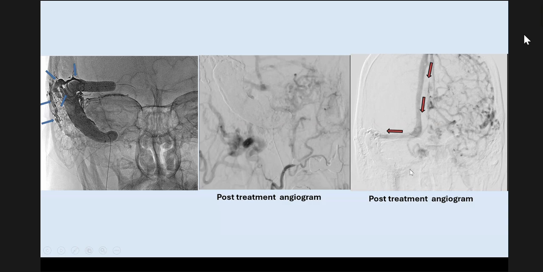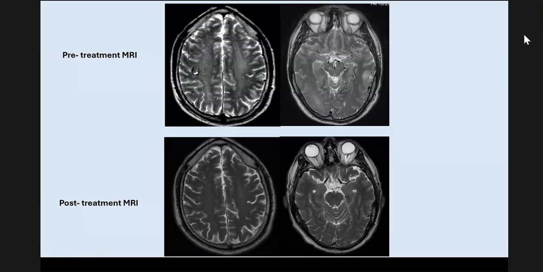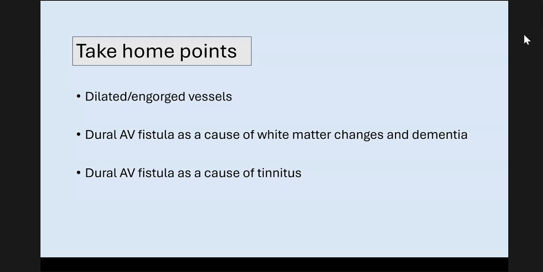So this was the second patient, and you can see on the post-treatment images, the white matter changes have almost completely resolved. The engorged vessels have also completely vanished. So, what are the take-home points from these two cases? Look out for dilated engorged vessels. When you are reviewing an MRI, see whether you see abnormally dilated vessels.